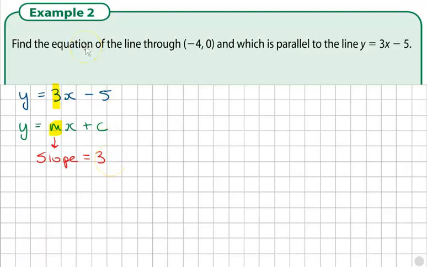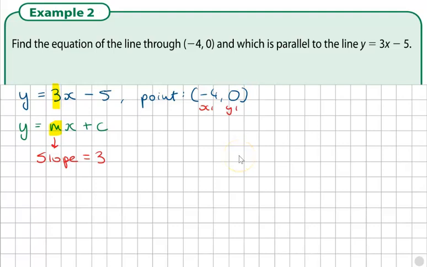Now the question says we want to find the equation of the line through the point minus 4, 0, which is parallel to the line y is equal to 3x minus 5. So parallel lines have the same slope. So our new line will also have a slope of 3. And we're told in the question that the point it goes through is minus 4, 0. So we're going to label that point x1, y1. We know the slope is 3.